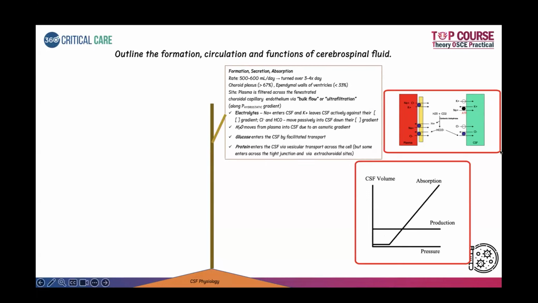So this is important. The production is not affected by the intracranial pressure. The absorption is linearly increased after a physiological range of ICP. This is important to remember.